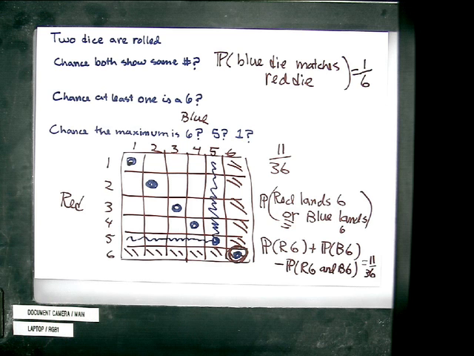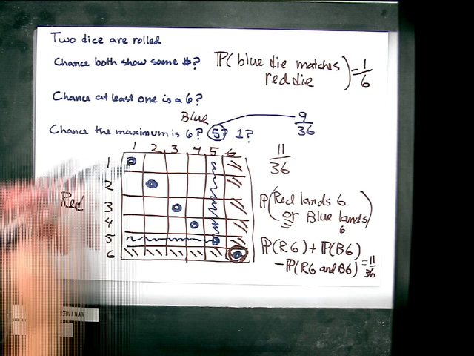So this one is 9 out of 36. And the chance the maximum is 1 would be they'd both have to be 1. That's that dot there, and that is just 1 in 36.